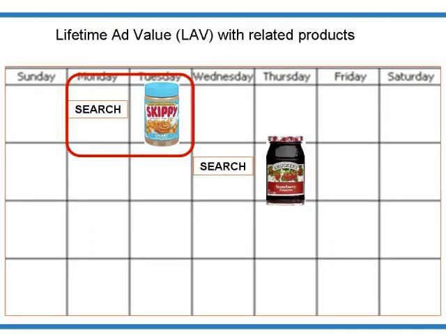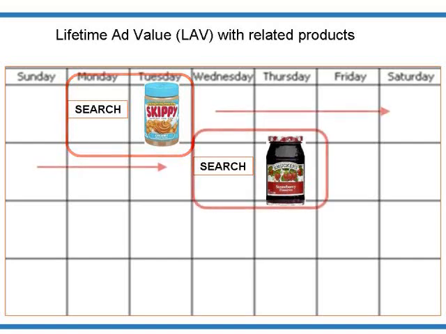In this purchase path, a consumer did a search on Monday and bought some peanut butter. Then a week later, they did another search and bought a complementary product, jelly.